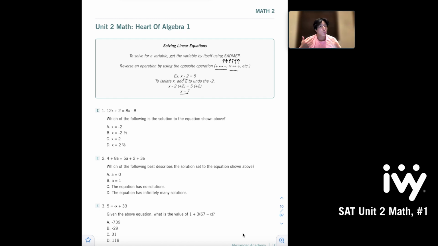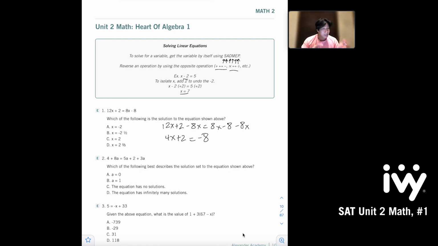Question 1. 12x plus 2 is equal to 8x minus 8. First step we want to do, let's isolate the x by subtracting 8x from both sides. So we have 12x plus 2 minus 8x is equal to 8x minus 8 minus 8x. Now simplifying, we see that we have 4x plus 2 is equal to no x's left, just negative 8.